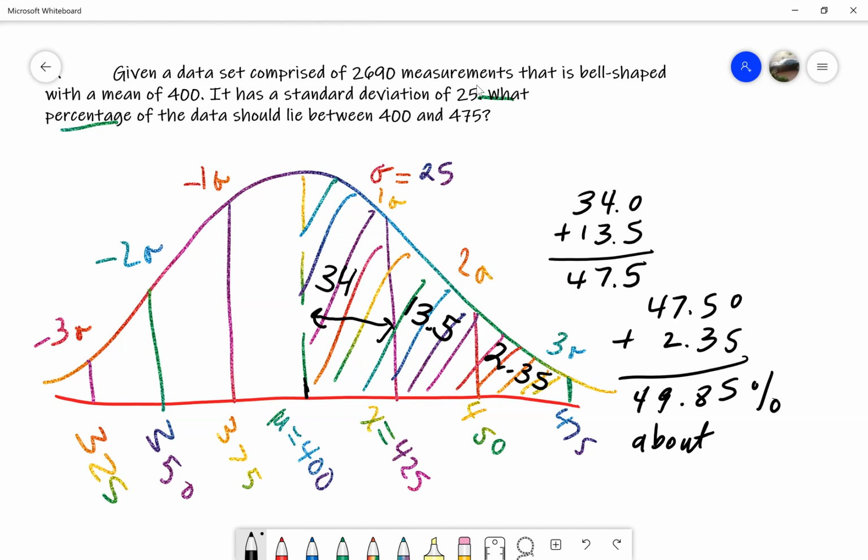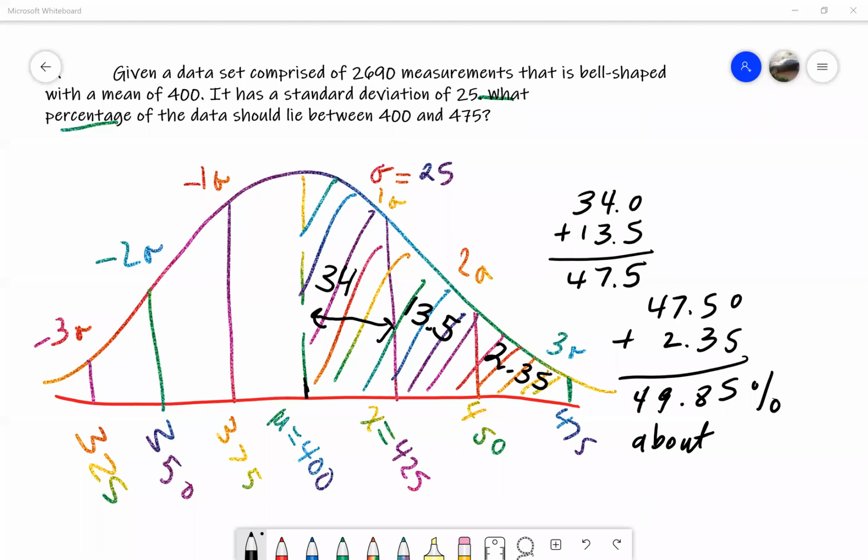Wait, does this class have an EOC? Is this on the EOC? We don't have to worry about the EOC. Statistics is not touched by EOC. Oh, that's okay. Blasphemy.